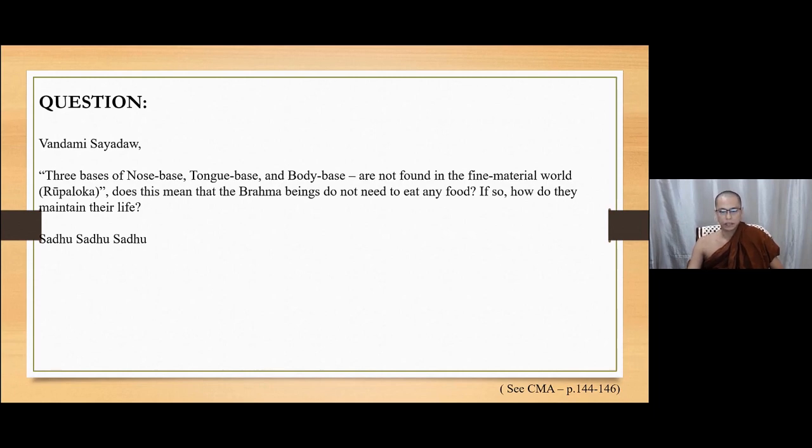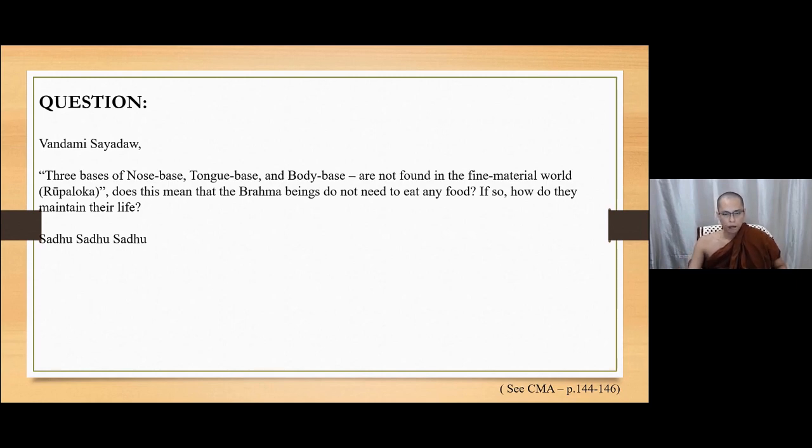Even the sensual devas in the sensual plane, in the six sense deva realms, need to eat food of their own. But for the Brahmas, they don't need any material food. They just need the mental nutriment. The nutriment of mentality is called piti. So they can survive.